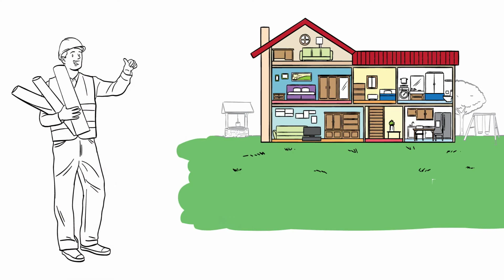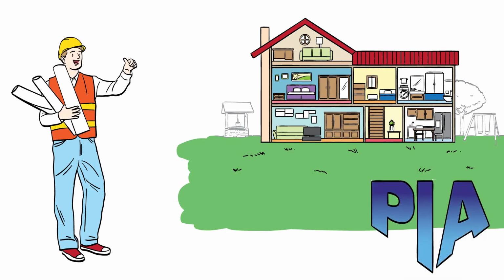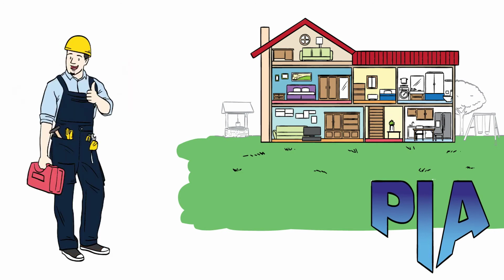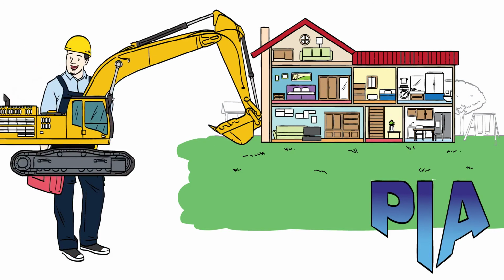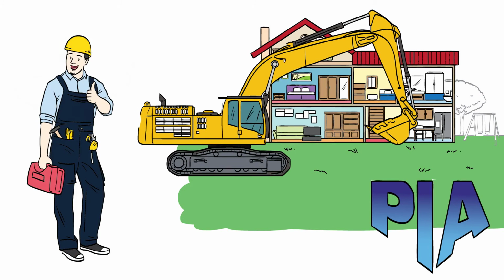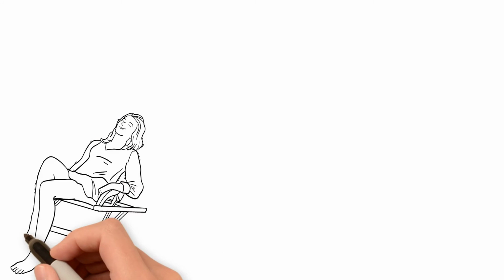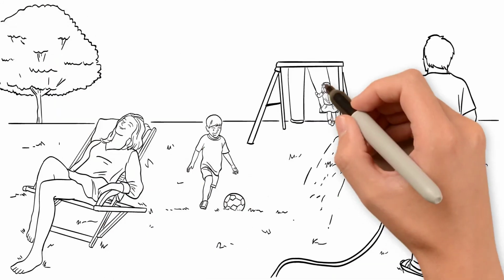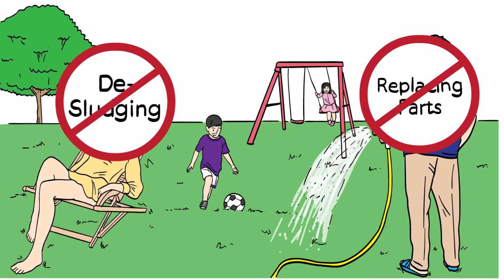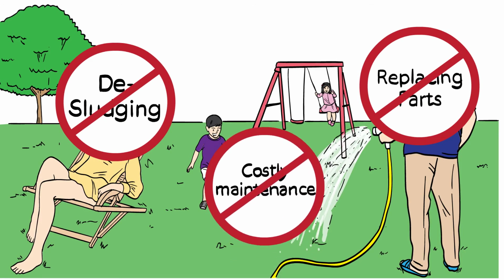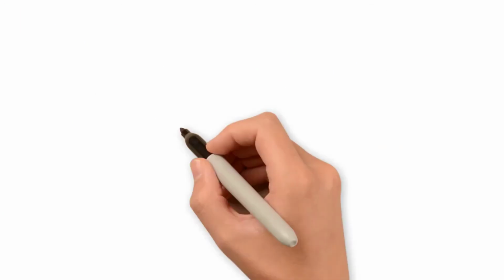Why is this better? It makes your engineer happy. PIA certification, smaller percolation area, less supervision required for an excellent long-term solution. It makes your builder happy. Simple excavation, no pumps, no energy, quick and easy to install and to access. It makes the householder happy too. Seamless construction, no desludging, no replacing parts, no costly maintenance, and a beautiful lawn.